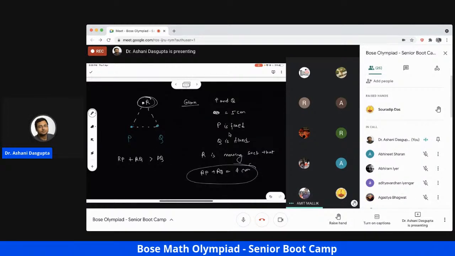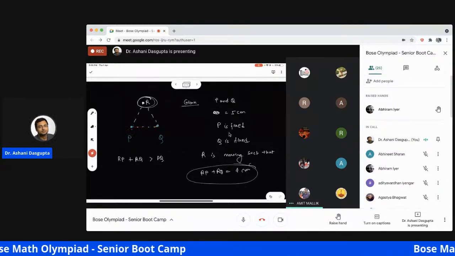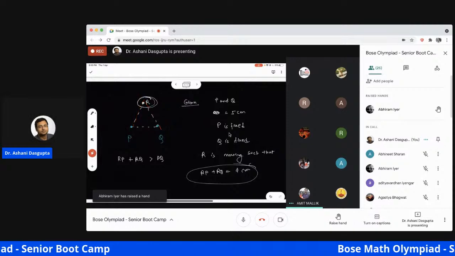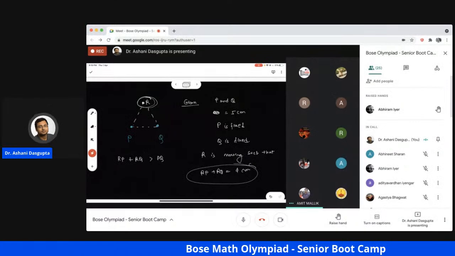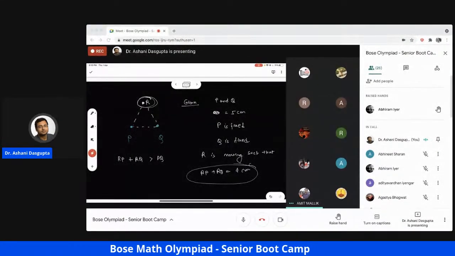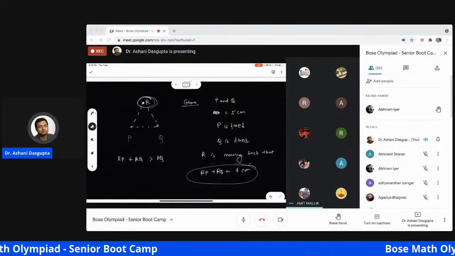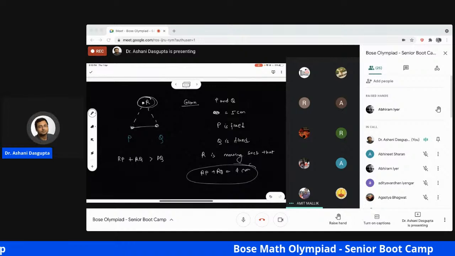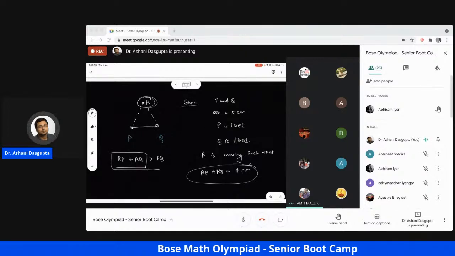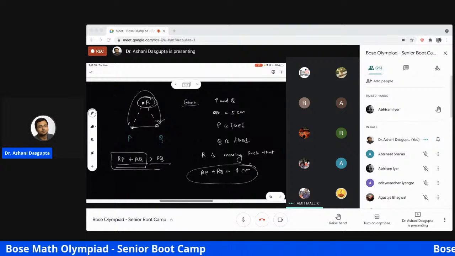Why is that? Because if you go from P to Q directly, or if you go from P to Q via a different point, clearly going directly will be shorter, right? That's the definition of a straight line. Going directly will make things shorter. So PQ is the shortest path between P and Q. So the path P to R to Q will be longer. So clearly RP plus RQ will be greater than PQ, which is 5.